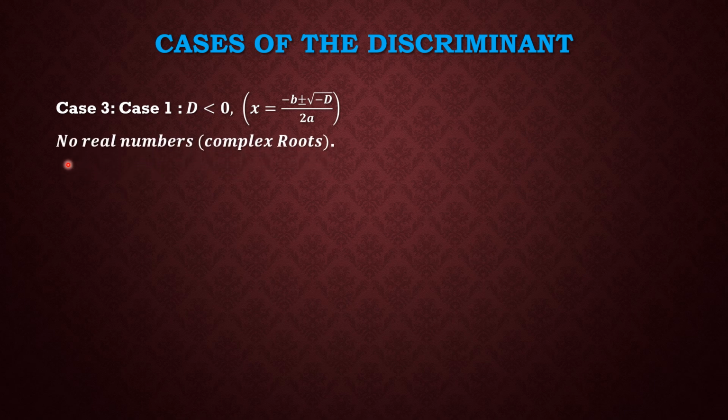So it means that we have no real numbers. As such, the root that we are going to get will be a complex root. So let's see an example. We have x squared plus 2x plus 5 equal to 0.